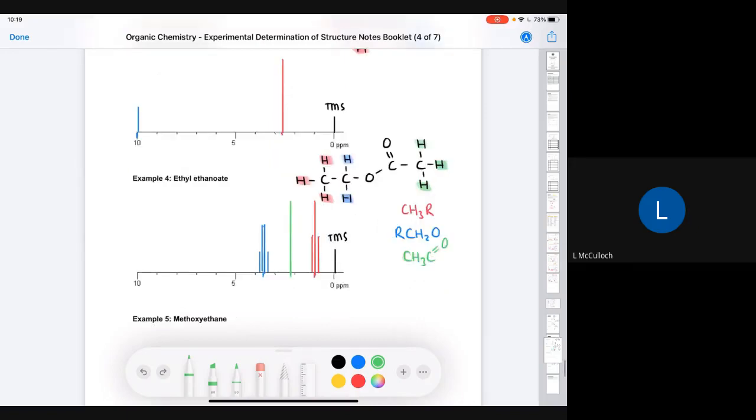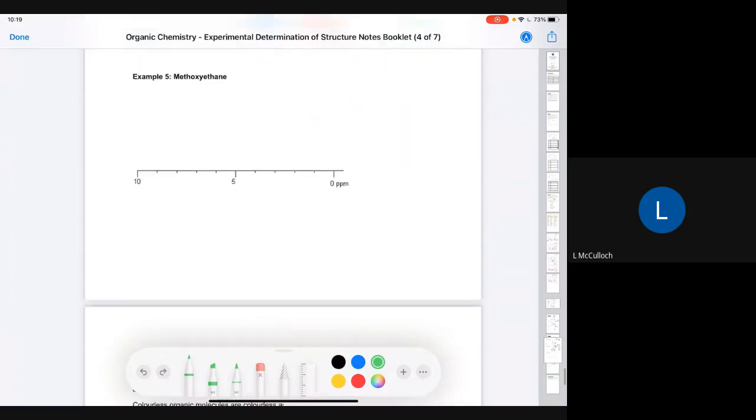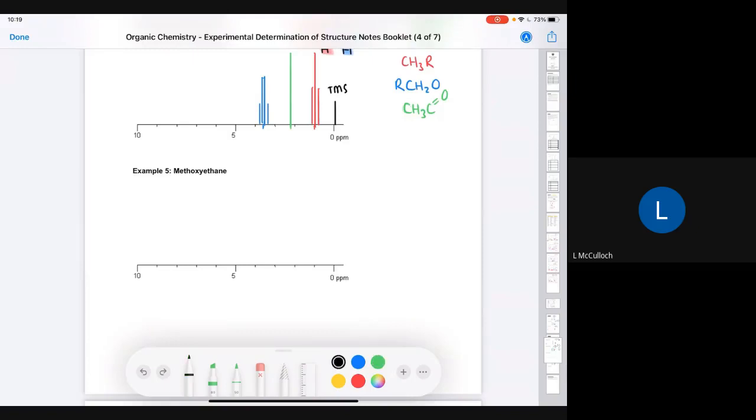Okay, so our final example for this is going to be methoxyethane. But you know what, just as a teaching point, let's change that from methoxyethane to ethoxyethane. You'll see why we're going to do that in a moment, because we don't have an example that's quite like this one.